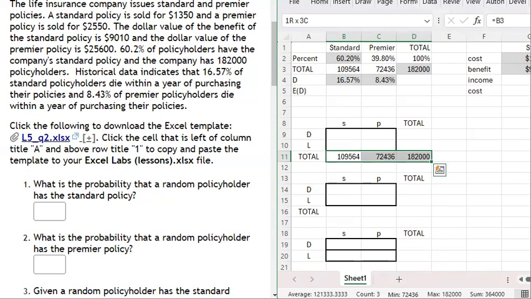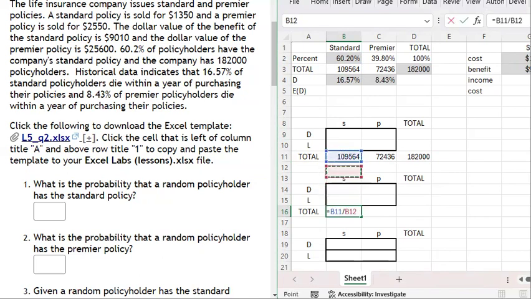Okay, so what else can we fill in? We can calculate the marginal probability of standard, and that's 60.2%, which is this number here. And we can also calculate the probability of premier customers, which is the same thing as this right here.